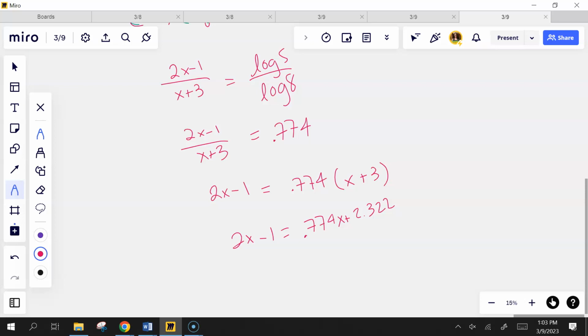Y'all following me now? This just blew up. This is because I wasn't prepared to teach this today. I thought I was teaching just the other. But this one's good. 1.226 equals 3.322.